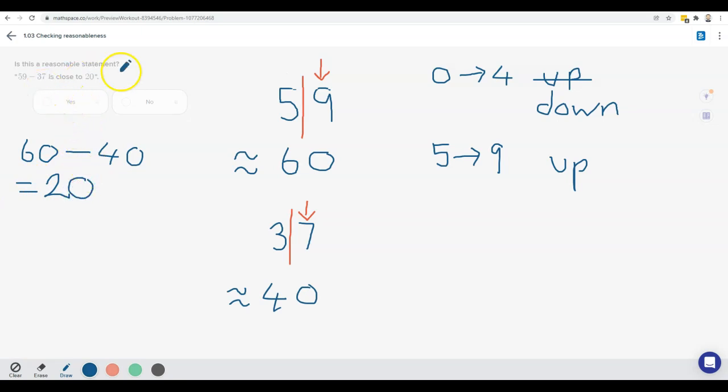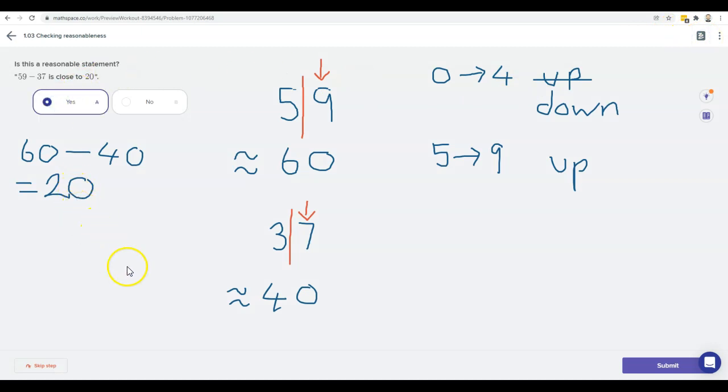And we can go back to the original question that says, is 59 minus 37 close to 20? Well, by rounding off to the tens and doing that equation, we've got an answer of 20. So yes, we are going to say, based on this approximate equation, that the answer is close to 20. So if I turn off my sketch pad for a moment, I'll say yes, it is in fact close to 20. Let's try submitting that. And yes, we are correct.